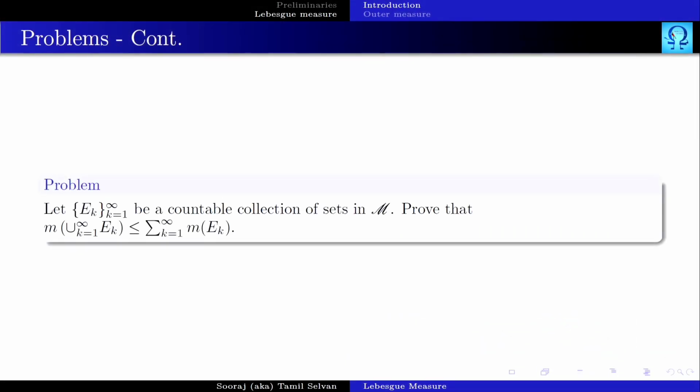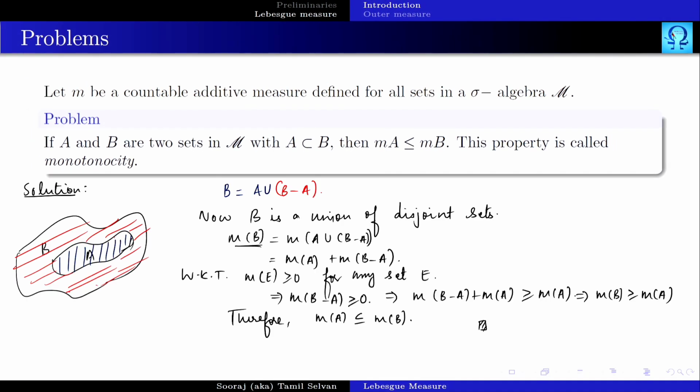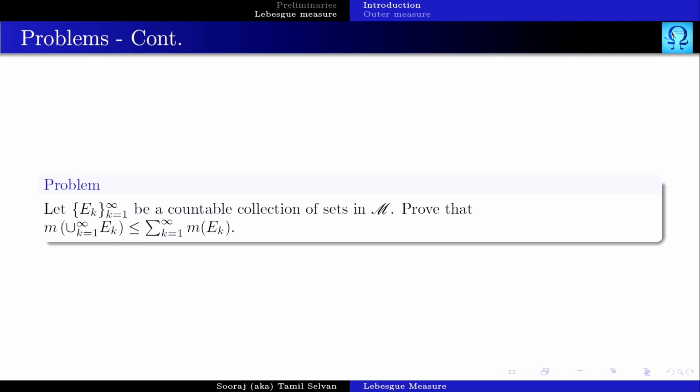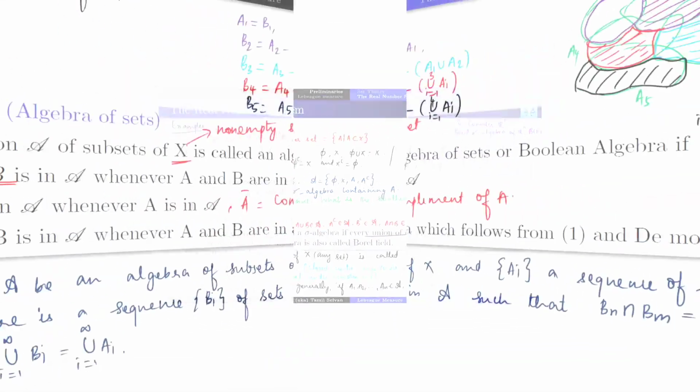The next problem is a very interesting one. You here have a countable collection of sets in M, with which we will have to prove that the measure of this union is smaller than or equal to the summation of the individual measures. Measure of the countable union is smaller than or equal to the sum of the individual measures. Here we had the inclusion A contained in B, whereas here we do not have anything of that sort. And this is a countable union. How are we going to do it? Any ideology? Yes, we have seen a result already.